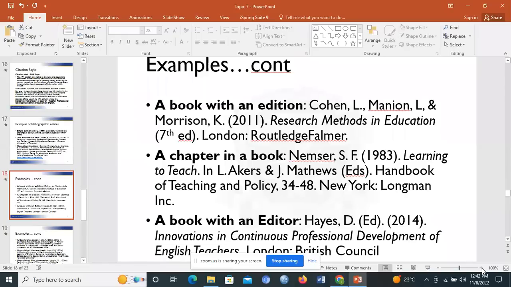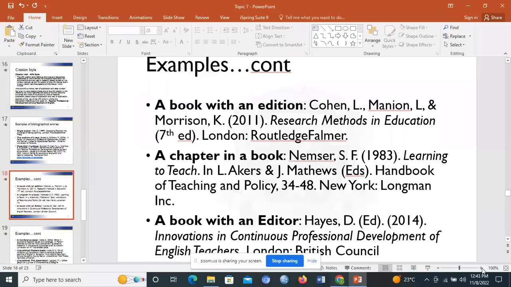Let us say we have a book with a chapter. That means it is a book with several chapters, and each chapter has its own title and its own authors. So we have cited, or we were able to read only one particular chapter, which we were interested in. And so we want to cite that chapter inside a book. So the chapter we are citing is one that was written by someone called Nemsa. So Nemsa, comma, S, full stop, F, full stop. The year is 1983. The title of the chapter is Learning to Teach.